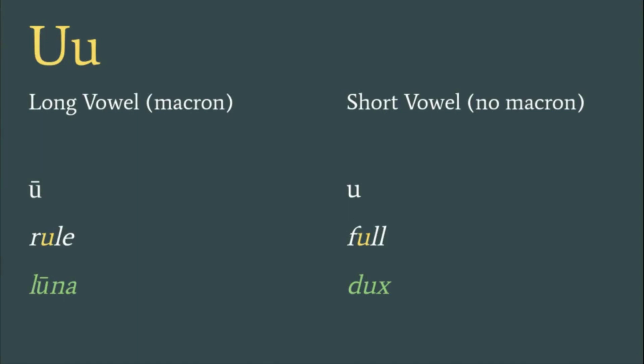Next, we have the vowel U. So the long U sounds like the U in rule. It's an oo sound. The short U sounds like the U in full. So it's the difference between, in Latin, luna and dux, right? It's not dux. It's not a long U. It's a short one. And the same, the word moon is not luna. It's luna, right? So think of rule and full, and you'll hear the different ways that we pronounce the letter U in Latin.